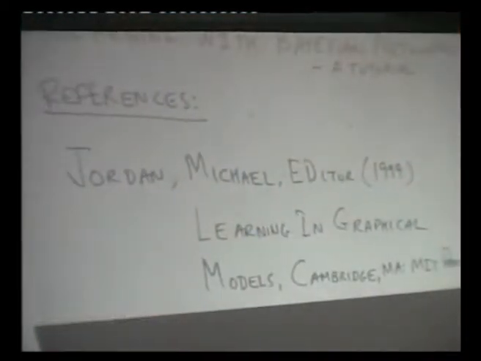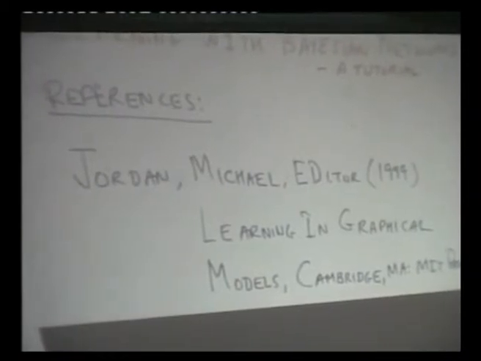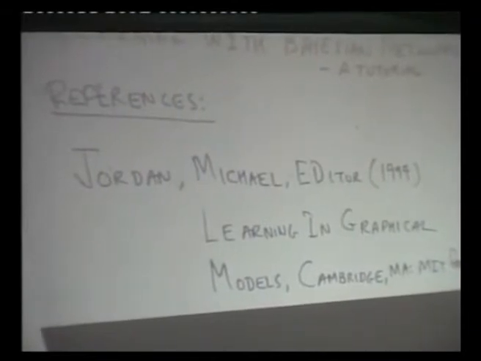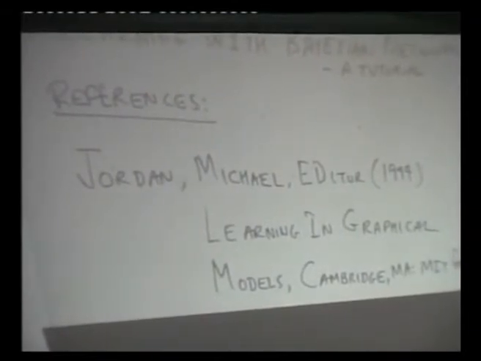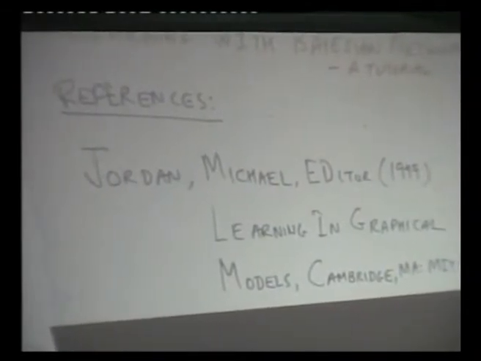And this is a volume entitled "Learning in Graphical Models." It's a paperback volume published by MIT Press. There's an original volume published in hardcover, which is expensive, but this one is fairly inexpensive. It has a collection of papers and some tutorials on different topics. So this is a fairly nice volume to pursue if you're interested in the area.